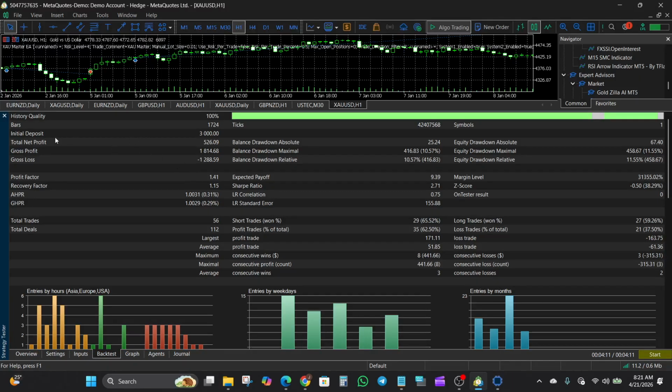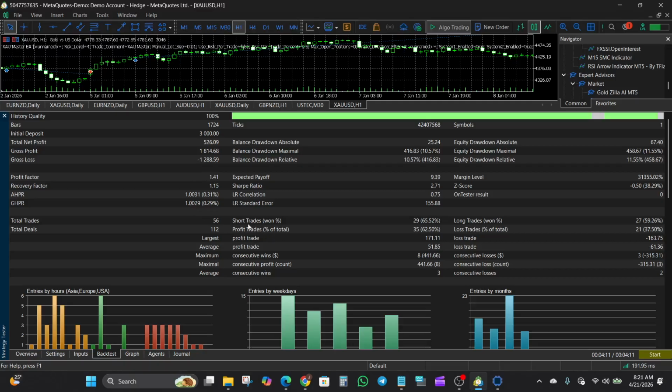So we had a net profit of roughly more than 15%, right? We can see that out of an initial deposit of 3,000 US dollars, the net profit was over 500 US dollars. The gross profit was over 1,800, and the gross loss was over 1,200, right? The profit factor was just 1.41.